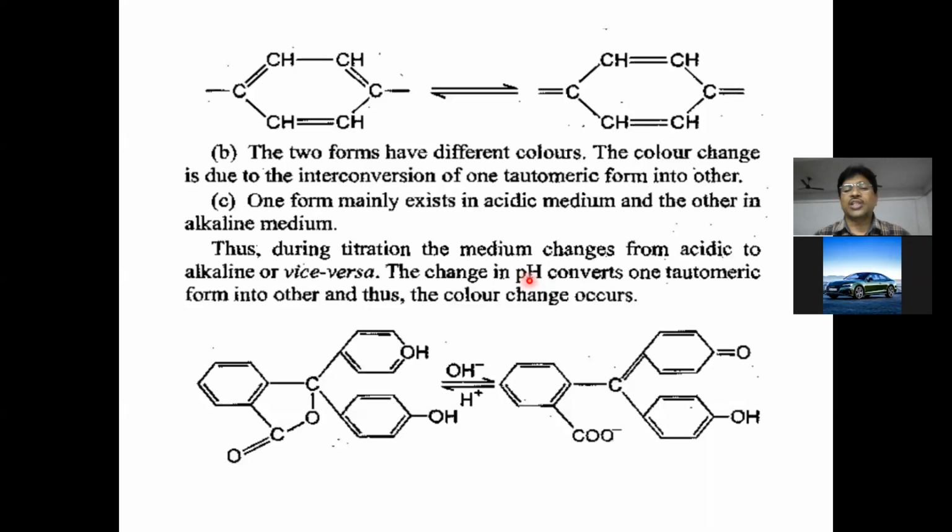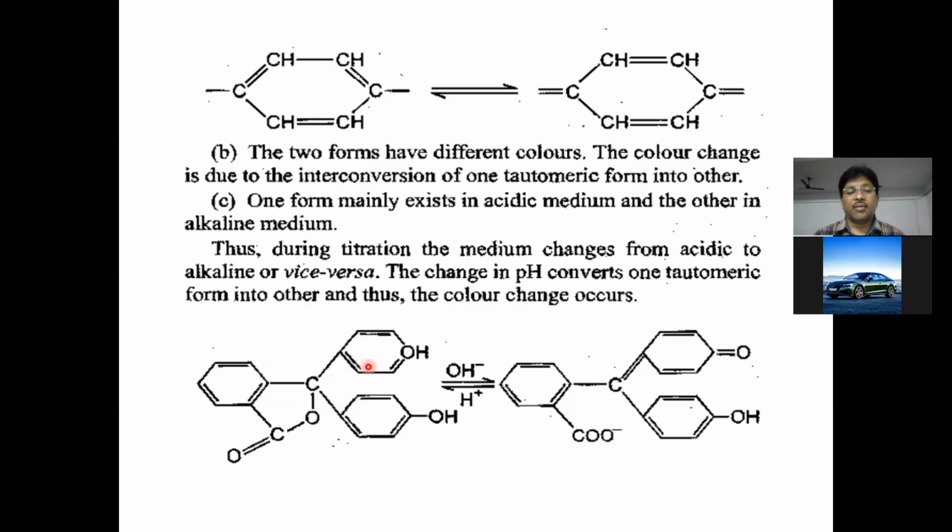When acidic medium is changed into basic medium, pH will change or not? pH changes. The change in the pH value converts one tautomeric form into the other tautomeric form. How? Whenever acidic medium is changing into basic and basic into acidic, the pH value changes, and due to the change in pH value, one tautomeric form changes into the other, and thus the color change occurs.